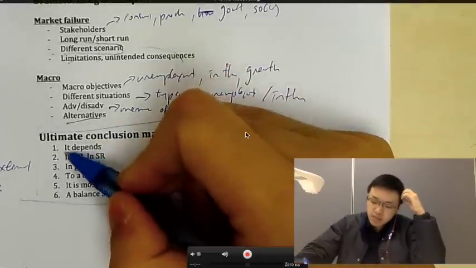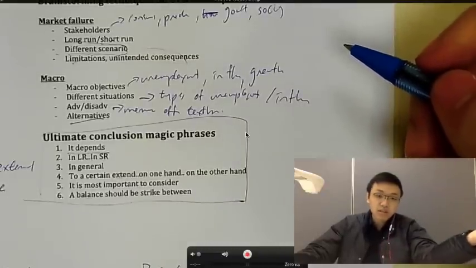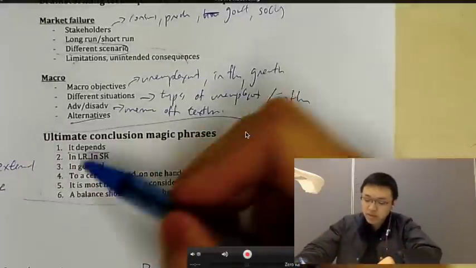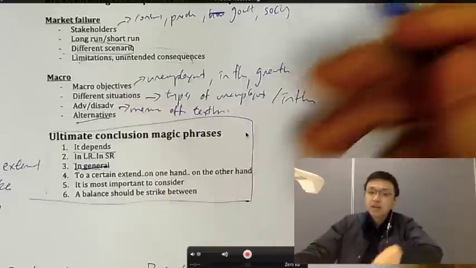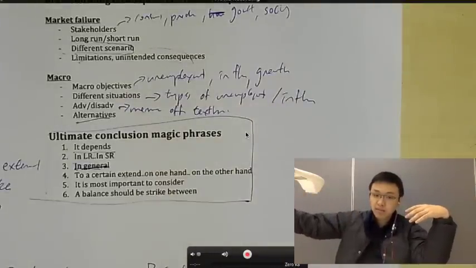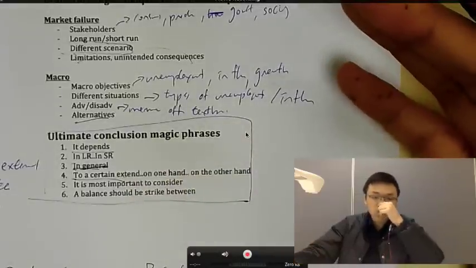Number 1 is it depends. It depends. Okay, so a lot of times, whether to do something depends on the situation. For example, in long run, short run, you can talk about the long run effect, short run effect. In general, so you can say, for example, how does this policy work? You can say, in general, it leads to so and so. Right? To a certain extent, this is useful for some questions. Right?